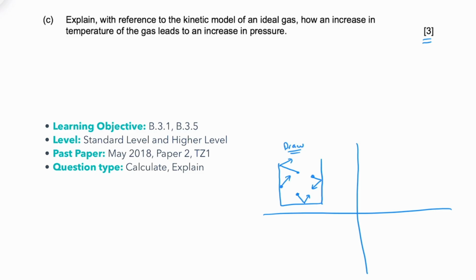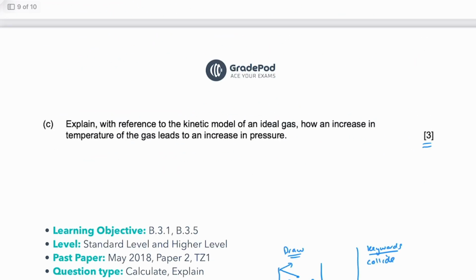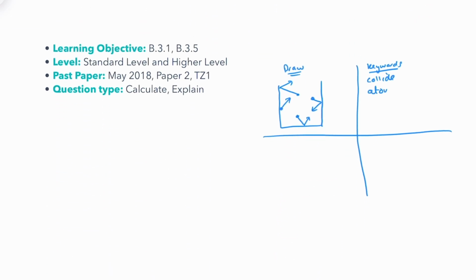Okay. The next thing I'm going to do is write down any keywords that come to mind. And those keywords will be collide, we've just mentioned it. What kind of gas is this? It's a monatomic gas. So we're looking at atoms, we want to include that. We obviously want to include the word pressure, temperature. And with temperature, we're looking at kinetic energy, because kinetic energy is proportional to temperature for an ideal gas. So kinetic energy, I think that'll keep us going just now.